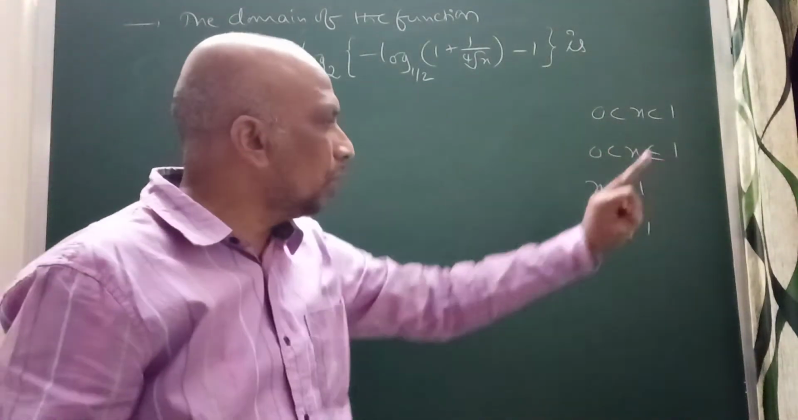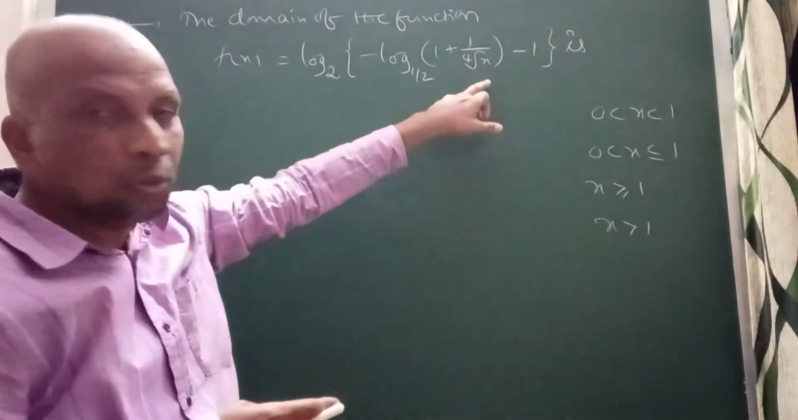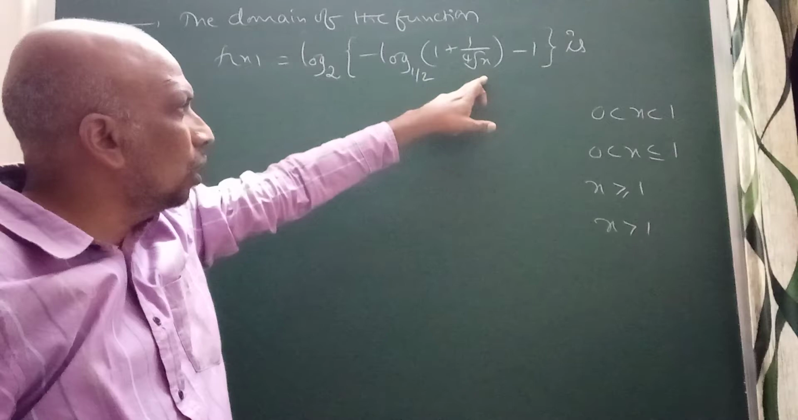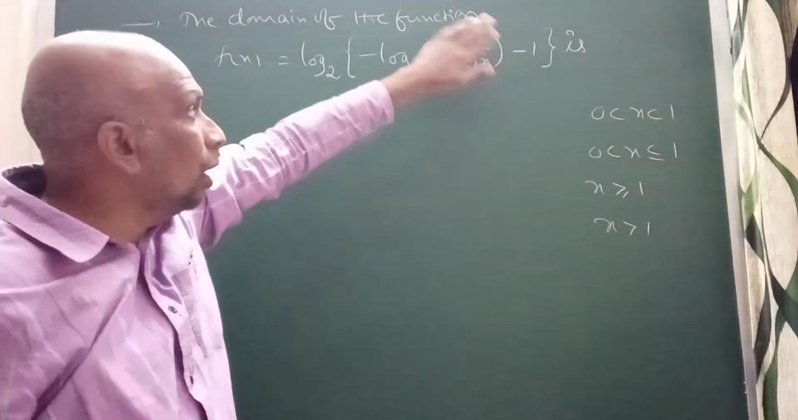Then x is including 1. Two cases: x is including 1. Suppose x is equal to 1, just to get an idea. If x is equal to 1, then 1 by the 4th root of 1 is 1. This will be 2, correct? The value is 2.